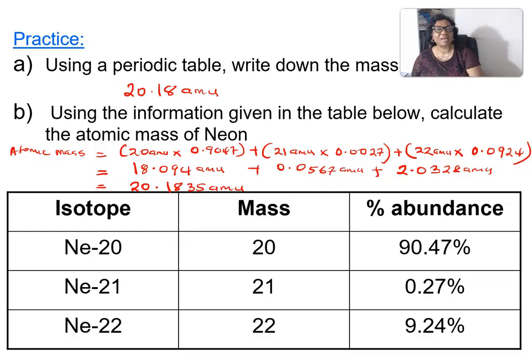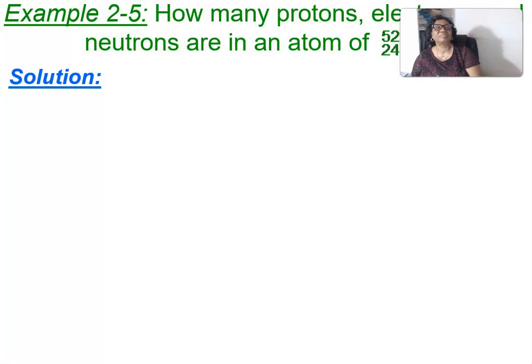So let's take another example this time. It said how many protons, electrons, and neutrons are in an atom of these isotopes of chromium.